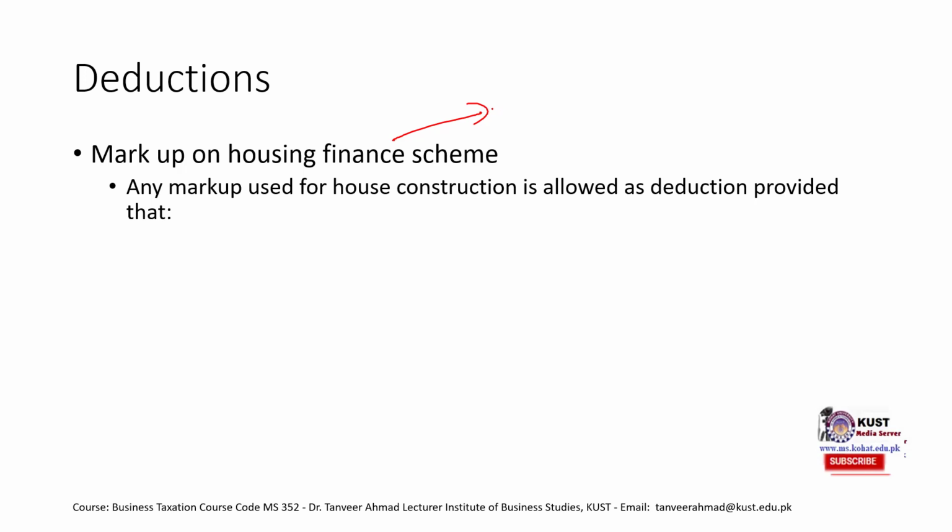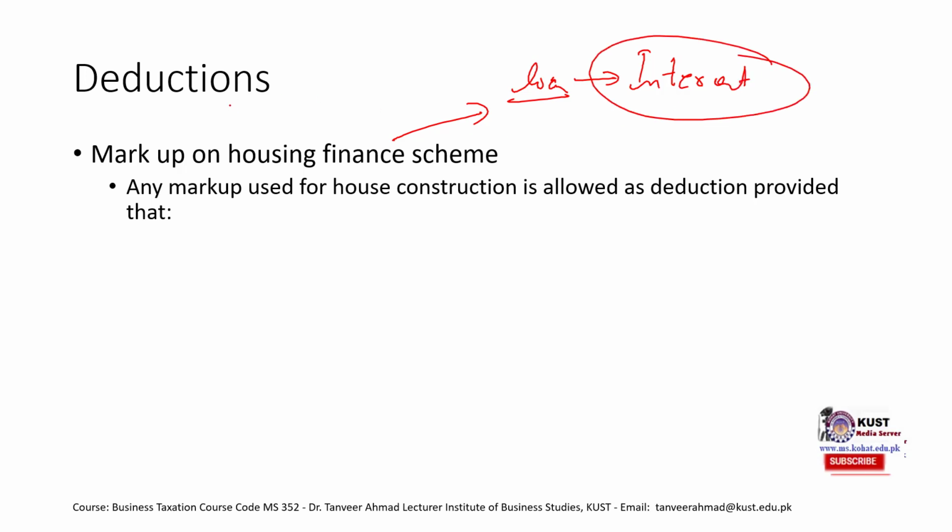For constructions, we sometimes get a loan, right? And we have to pay certain interest on those loans. So to encourage construction, what government does is they give some concession on this interest, right? Or give some tax relief on these interests. So any markup here means interest used for house construction is allowed as deduction, right?